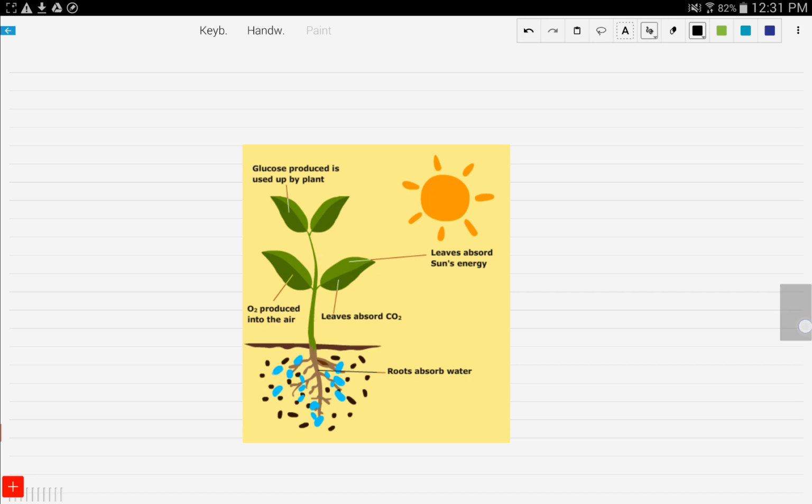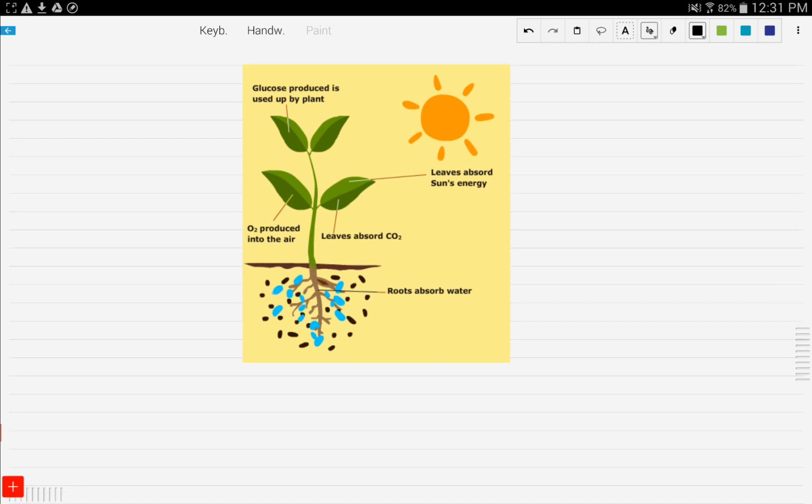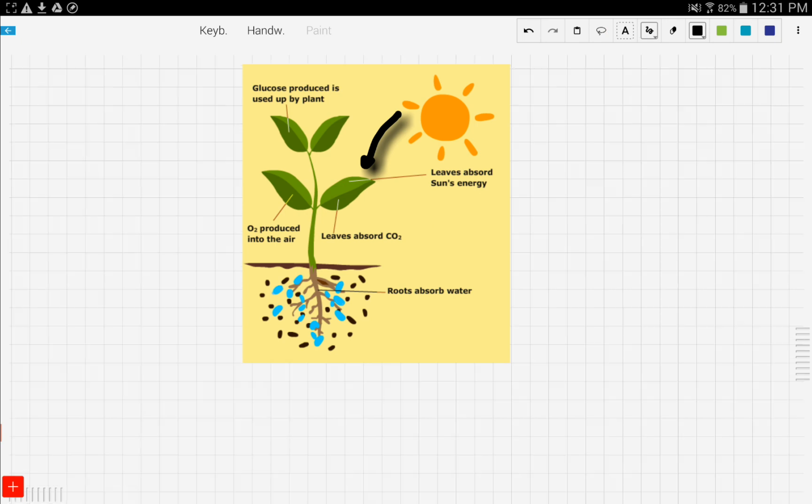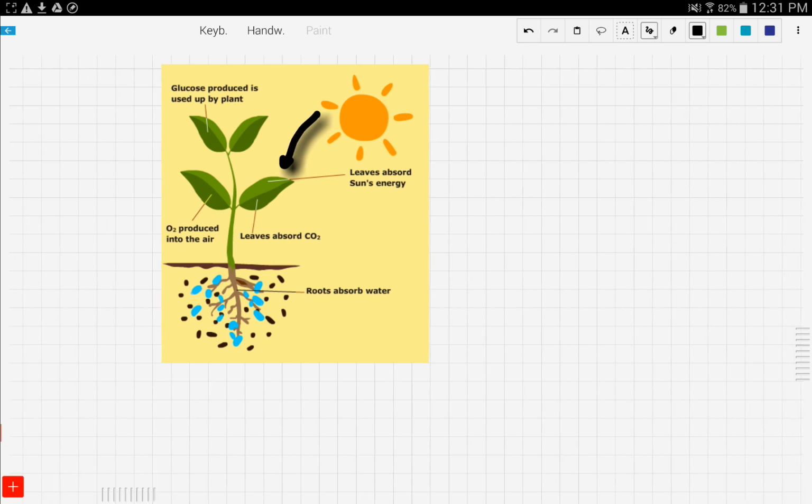Now, in plants, the plants take the sunlight into their leaves, with the presence of chlorophyll as a catalyst to produce glucose. Now let's write this reaction. So it takes carbon dioxide from the air with the water from the soil to give us glucose, which is C6H12O6 solid plus oxygen gas.